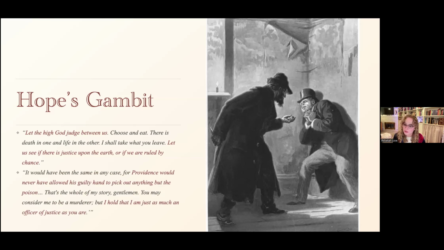He repeats this offer to Stangerson, who attacks Hope rather than risk the pills. Hope stabs him in the heart, but feels no guilt, assured in his conviction that Providence would never have allowed his guilty hand to pick out anything but the poison. "You may consider me a murderer, but I hold that I am just as much an officer of justice as you are."